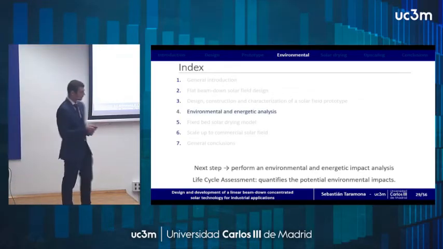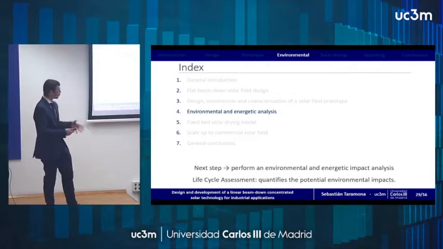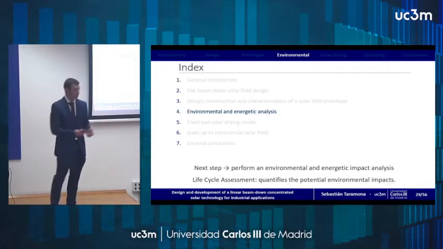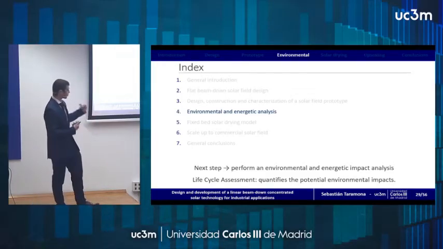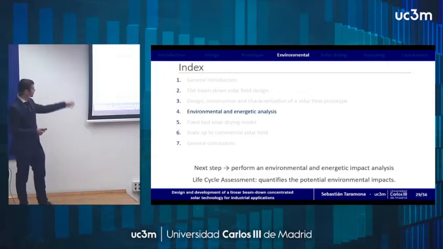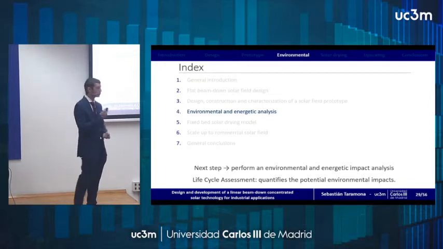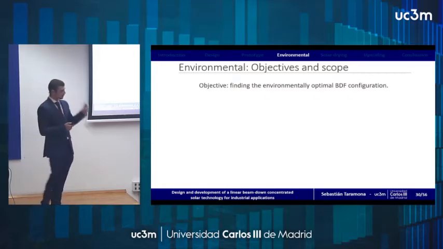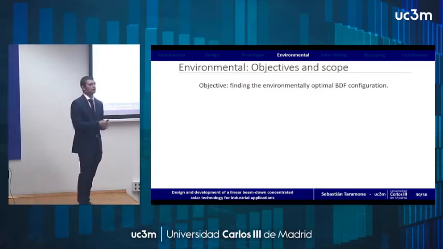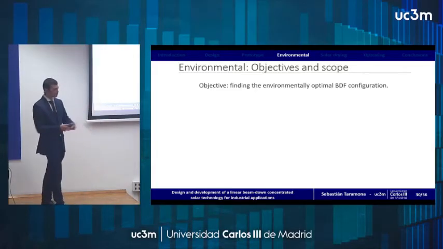Now, after we have defined this technology, we have studied it, we have obtained the best relation for the concentration ratios, and we have developed a prototype, we want to see how this technology impacts the environment, the environmental effects of this approach we're proposing. In order to do so, we'll be doing a life cycle assessment, which quantifies the different potential environmental impacts of this technology. Now, our objective will be to study the effect of the beam down fraction, the BDF, which is the height of the beam down, over these different parameters that we'll be studying, the environmental impact.